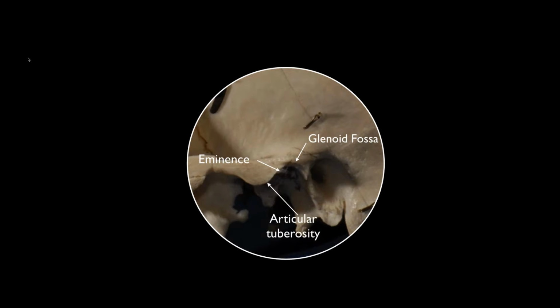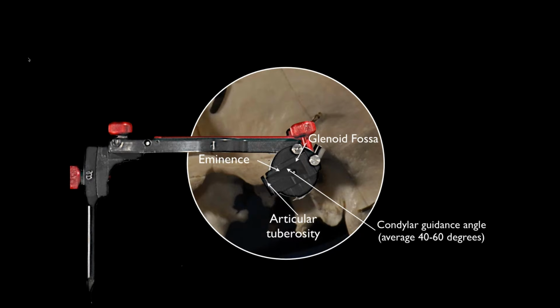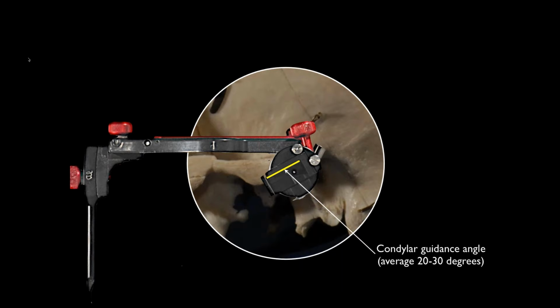And then, of course, the eminence is at a certain angle, and we call that the conjugate guidance angle. In skulls, it averages 40 to 60 degrees, I think quite often more towards the higher number. If we overlay the articulator, it's designed exactly the same way. It has a glenoid fossa up and back, an eminence or conjugate guiding angle, and an articular tuberosity, which is an anterior stop. But generally, we set these conjugate guidances somewhere between 20 and 30 degrees, typically.